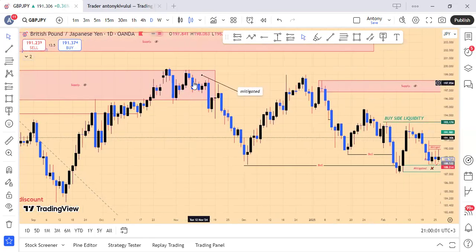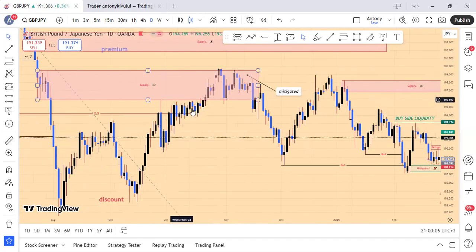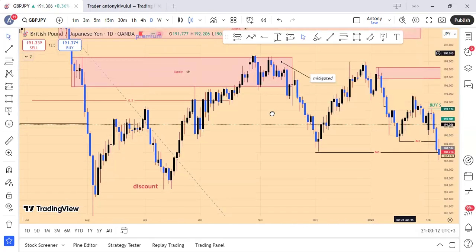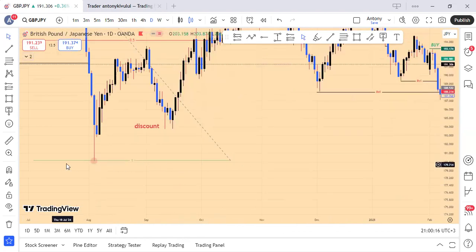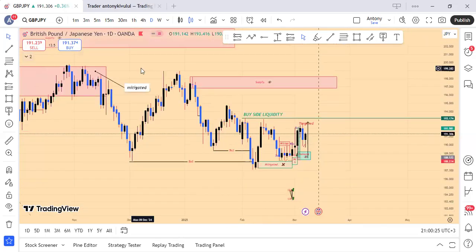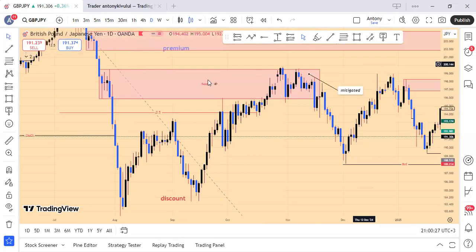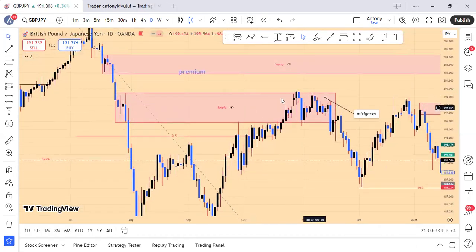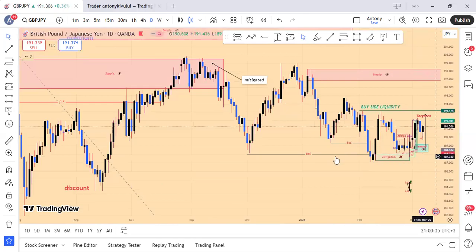But now since the supply zone of mine seems to be working, the other one will remain there until maybe the price breaks this low here. If the price trades and takes out this low here, that means this supply zone of mine will be invalid. So I will look for the next supply zone. But for the sake of this video, let me just use this supply zone since it is the one that is pushing the price down.